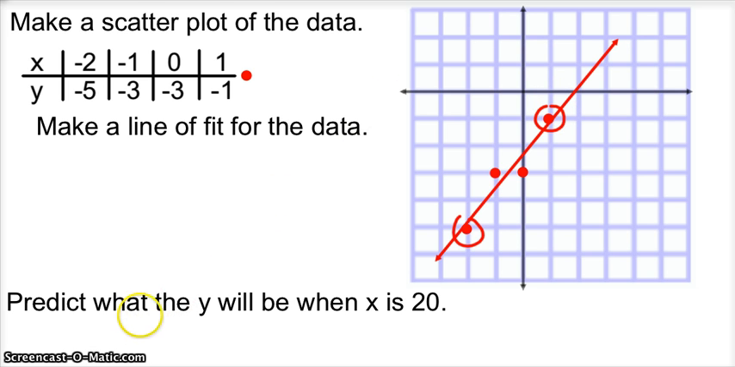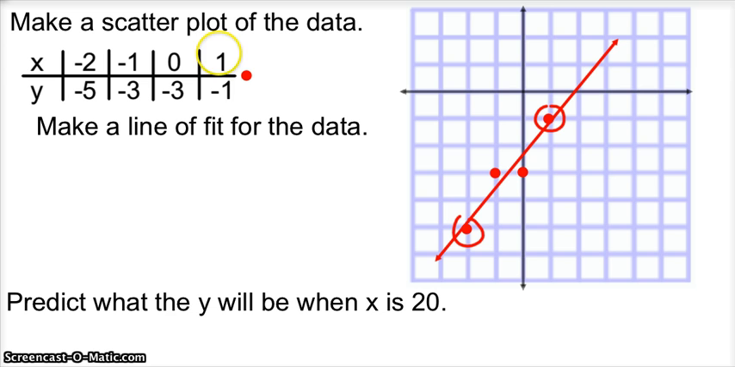And then we're going to ask to predict what y will be when x is 20. Well, if we look here on the graph, we don't have x of 20 on the graph. So we have to do it the old school way. And we're going to find the slope, and we're going to find our y-intercept of this line, and then use that to find 20. So not only do we have a line of best fit for the data, we're going to write the equation of the line of best fit.